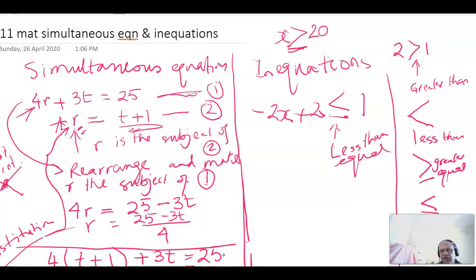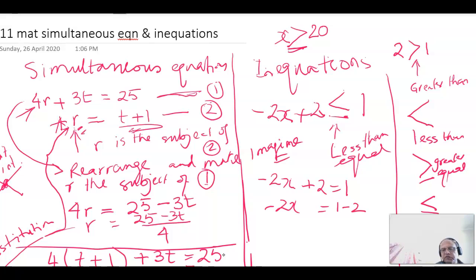Let me see, when the time comes, I'll show you what makes the inequality a little bit different to the equations. Let's imagine this is an equation, negative 2x plus 2 equals 1. How do you solve it? You simply go negative 2x equals 1 minus 2, negative 2x equals negative 1.